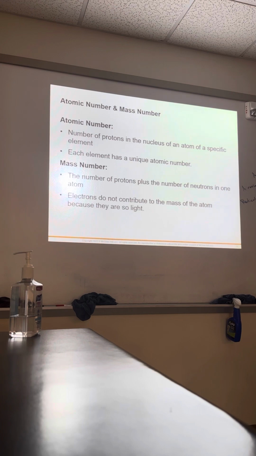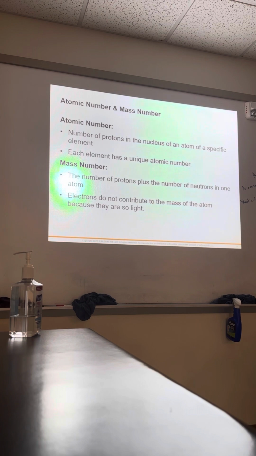So helium has an atomic number of 2, meaning that helium has 2 protons in its nucleus. Hydrogen only has 1 proton in its nucleus. Lithium has 3, and so on and so forth. If lithium were to gain a proton in its nucleus, it wouldn't be lithium, it would be beryllium, because now it would have 4 protons in its nucleus. Does that make sense?